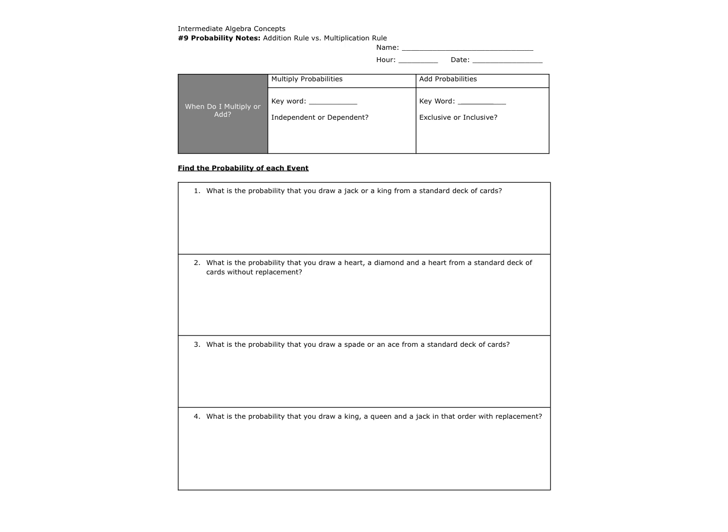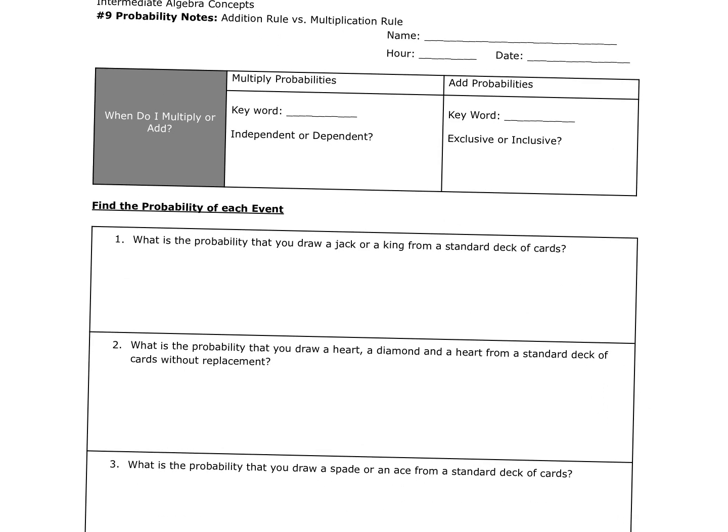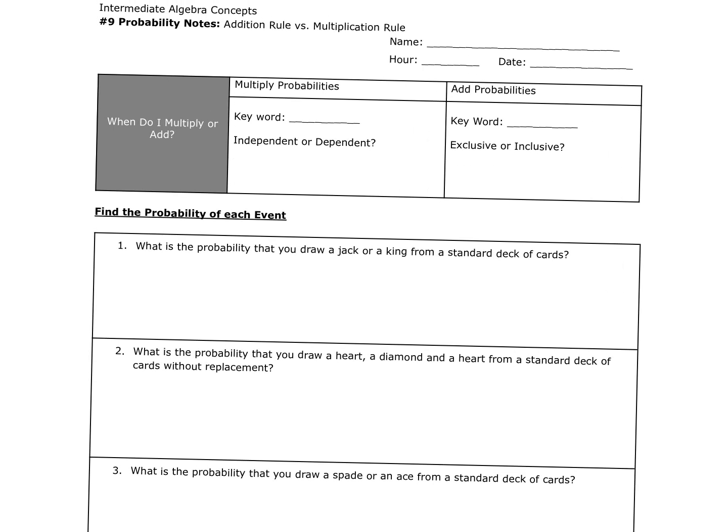We're talking about the probability notes: addition rule versus multiplication rule. You've done both of these already, you've just done them separately. Today we're going to throw them in together and determine when we would multiply and when we add probabilities. When you're multiplying, you're going to find the word "and" as a key word. If you're going to add your probabilities, you're going to find the word "or."